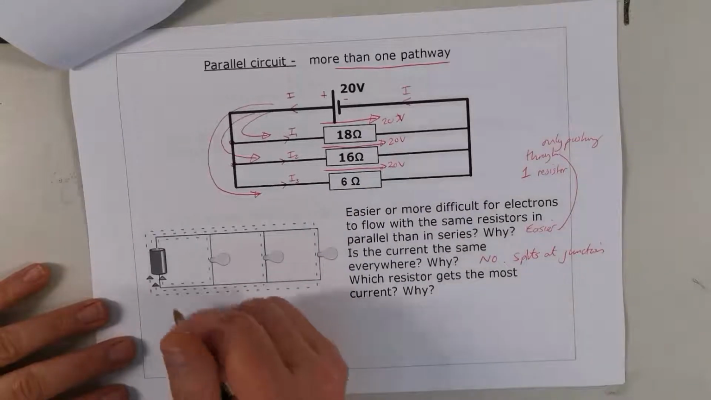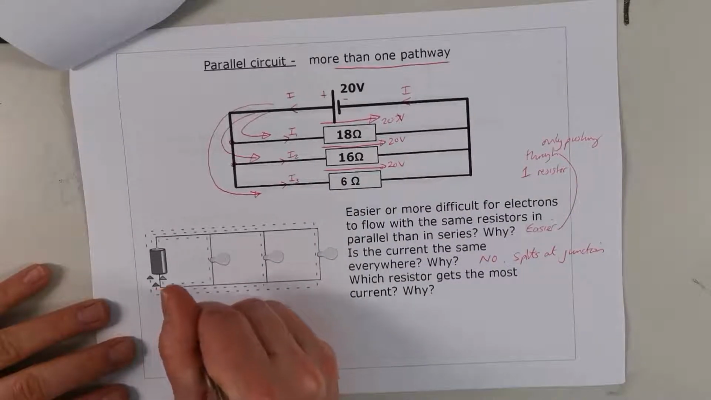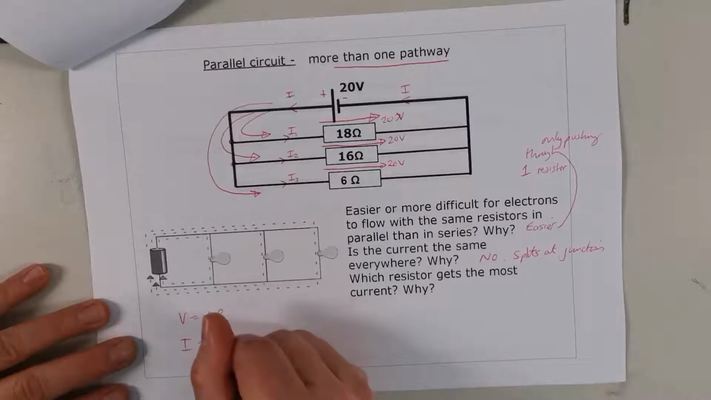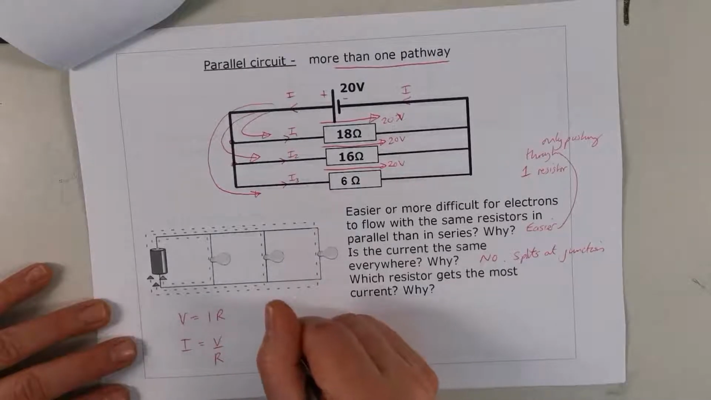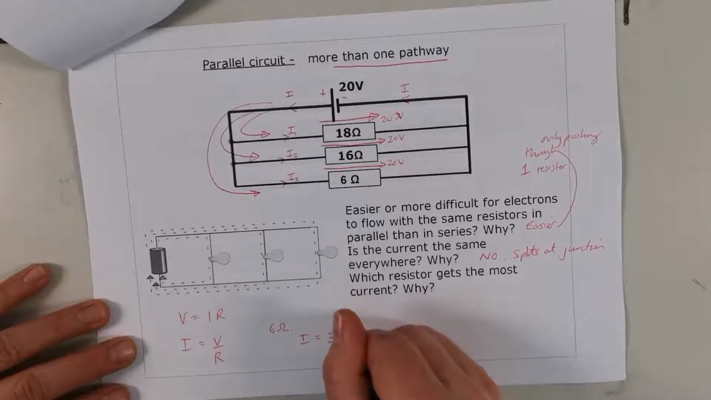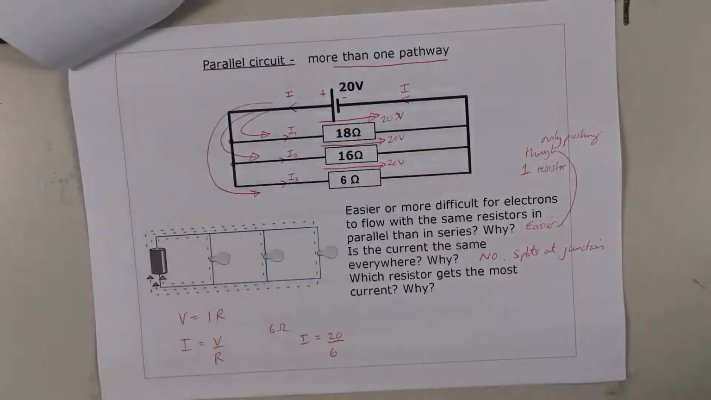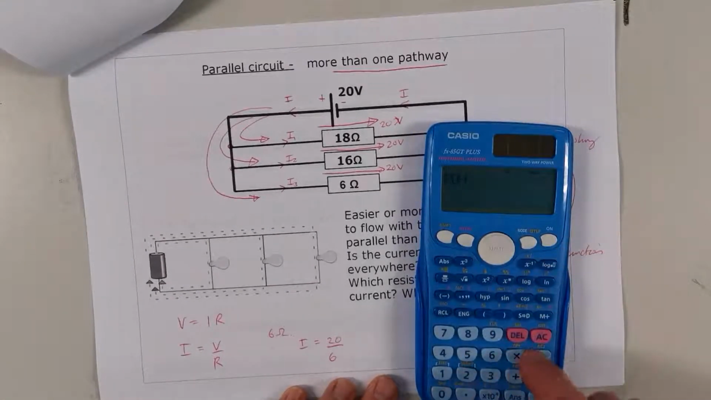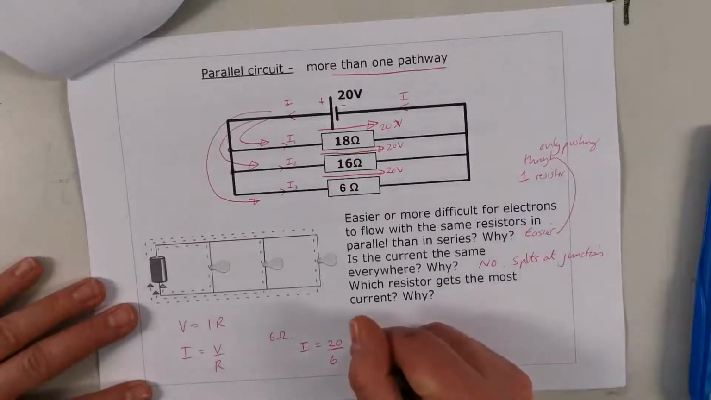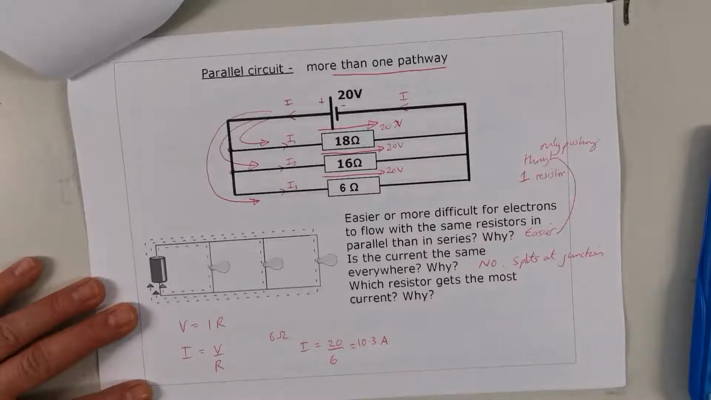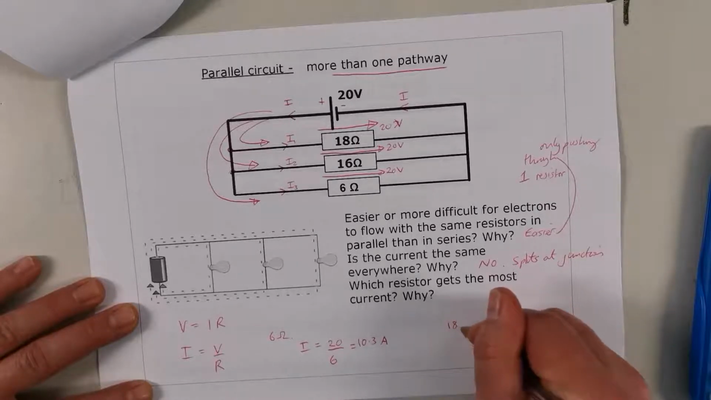We can actually calculate what the current is in there. Let's do V equals IR, so I equals V over R. Let's do that for the 6 ohm resistor. I equals 20 over 6. 20 divided by 6 on my calculator is going to be 3.33 recurring. I'm going to write 3.3 amps.